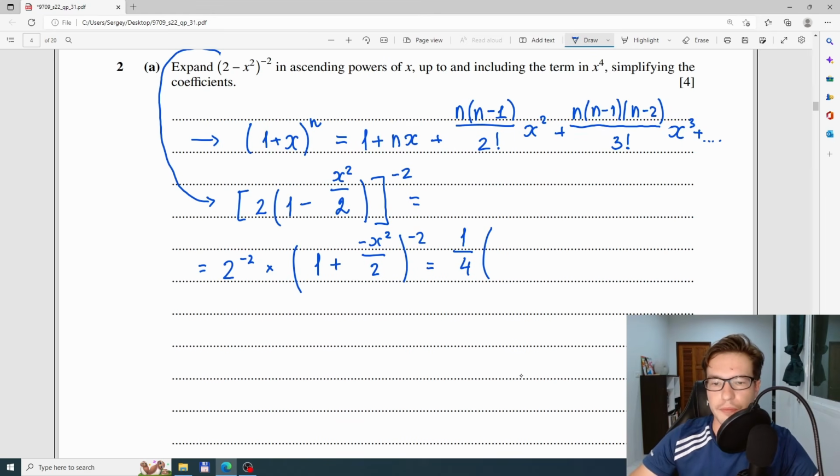So I will get 1 plus, and here we have to be really careful with plus and minus signs. So n equals minus 2. So I'll get minus 2 times x in the formula. And in my case, it's minus x squared over 2.